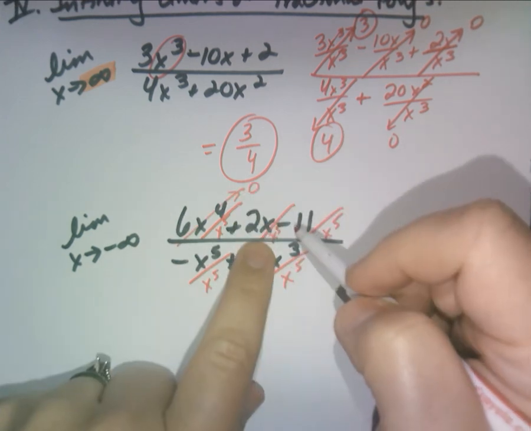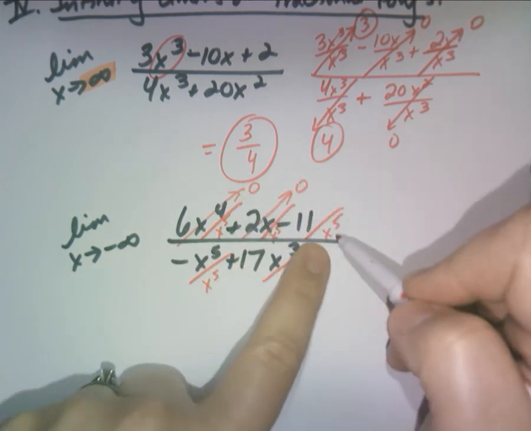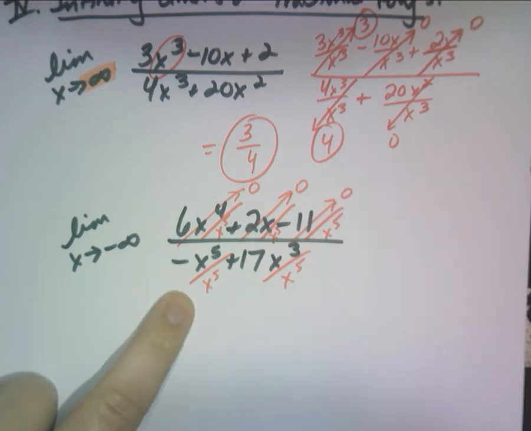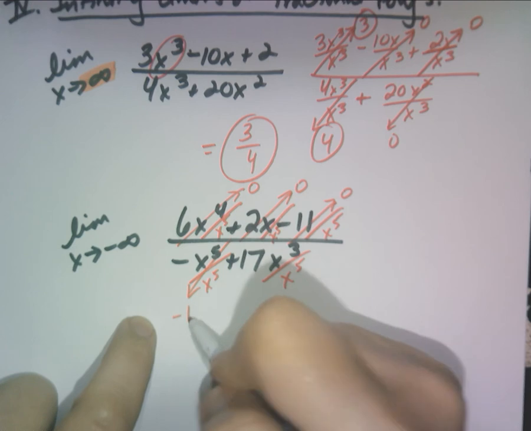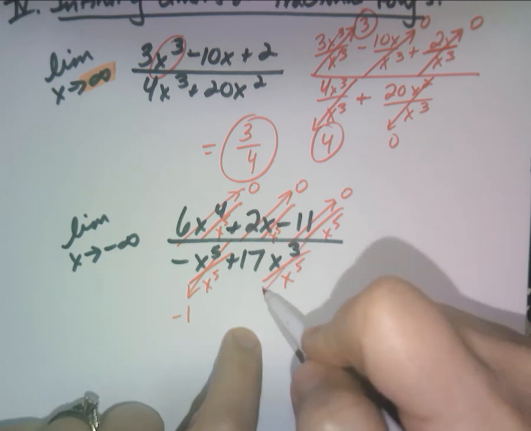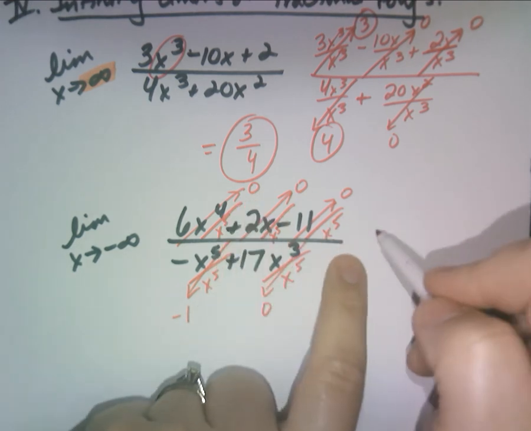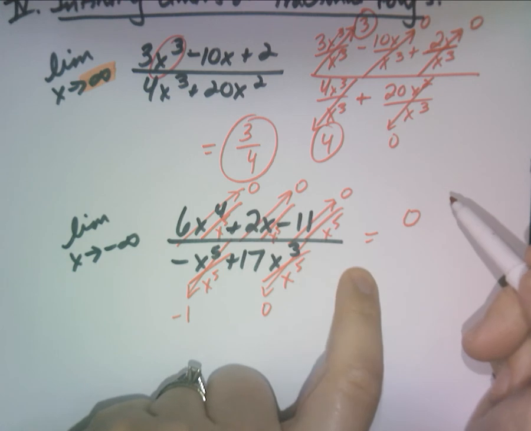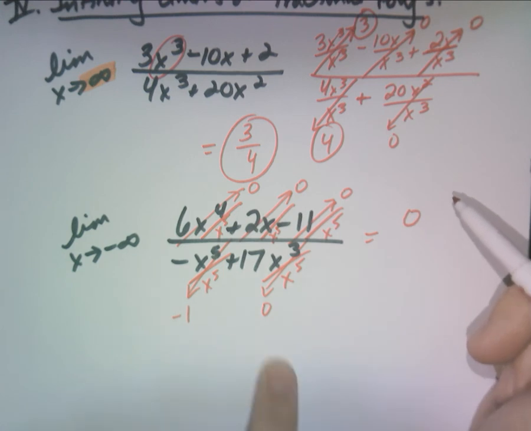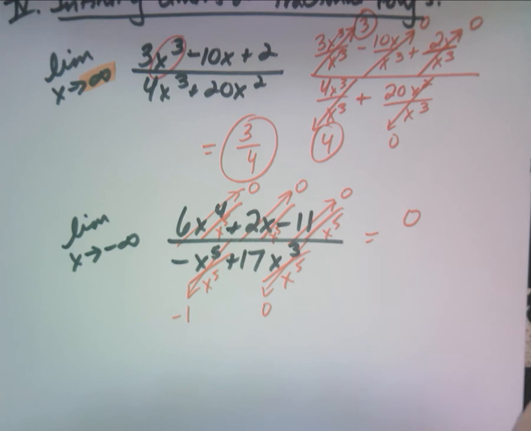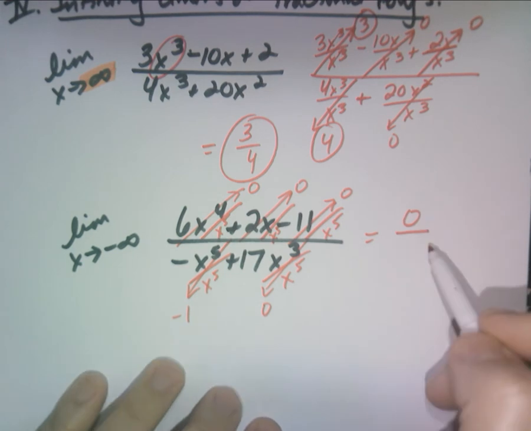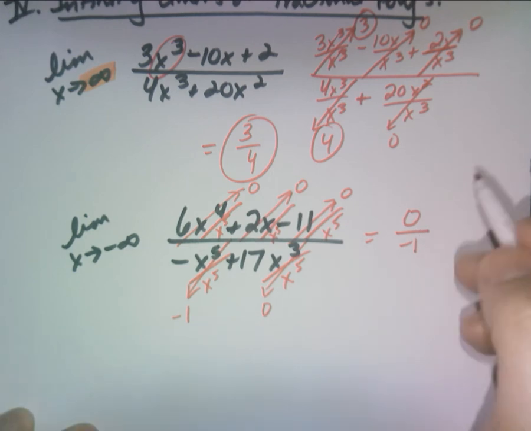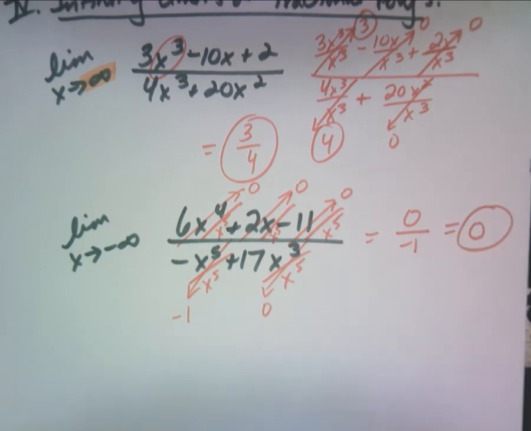What about this one? Still goes to 0. What about this one? 0. What about this one? 0. Okay. So on top I have 0. Is that allowed? Yes. 0 on top is allowed. If you ended up with a 0 on the bottom, you'd have to do something else, like look at a table. But on the bottom, what am I left with? So guess what's 0 divided by negative 1? 0. That's the limit, 0.